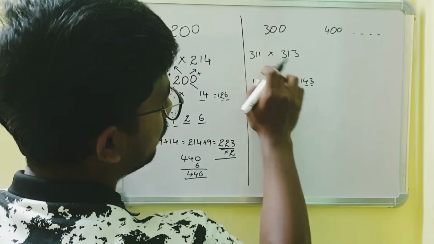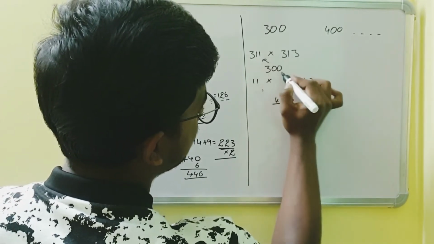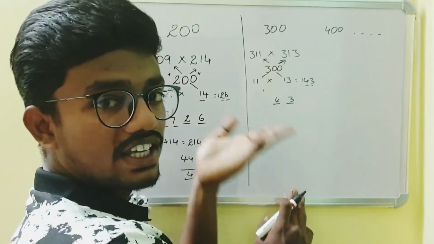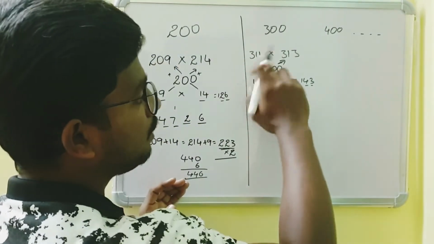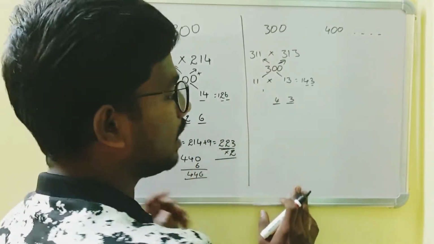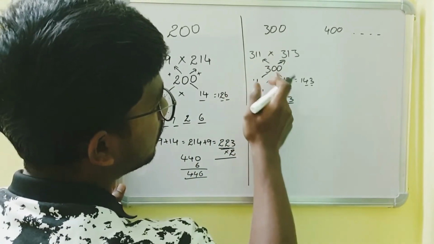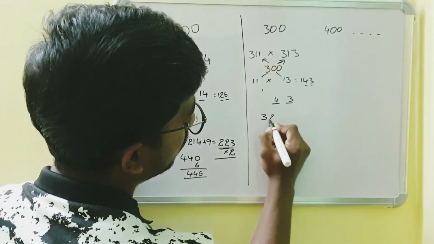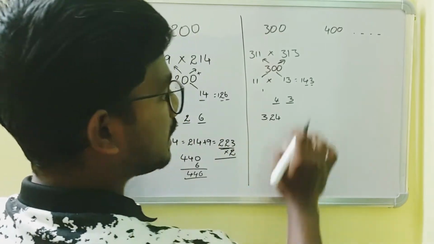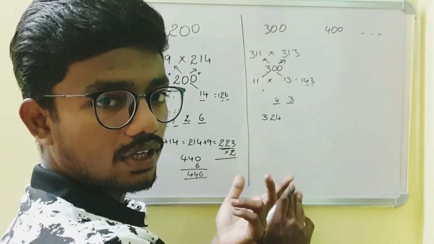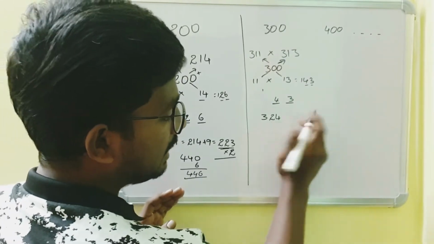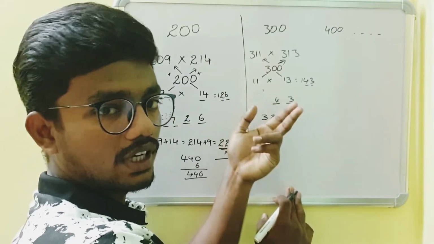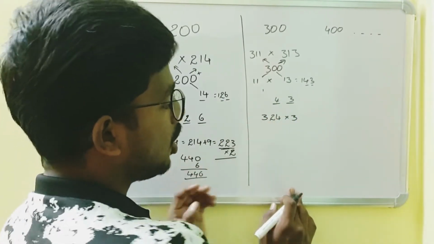Now we have to take the cross addition, as these numbers are greater than 300. If those numbers were lesser than 300, we would have subtracted from those values, but these values are greater than 300, so we are adding up the value. See, by adding 311 plus 13 or 313 plus 11, we get 324. And 300 is a multiple of 3 into 100, so we have to multiply this value with 3, as 300 is nothing but 3 into 100.